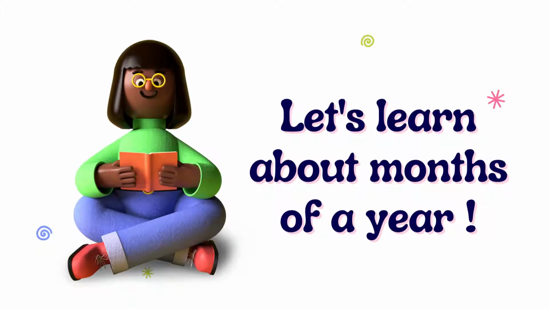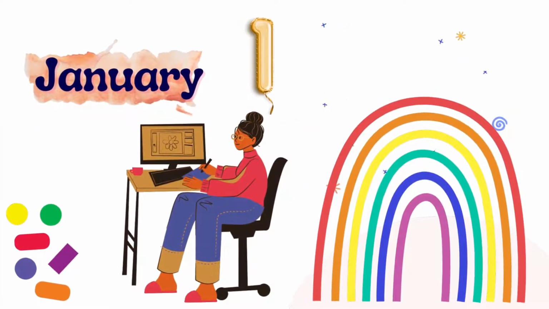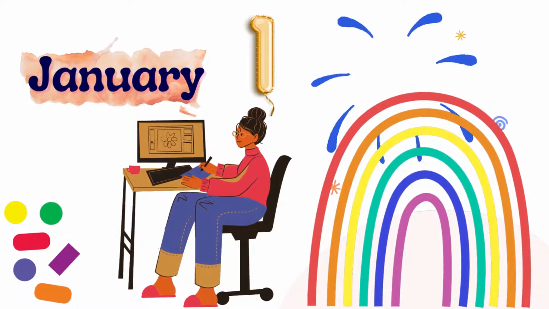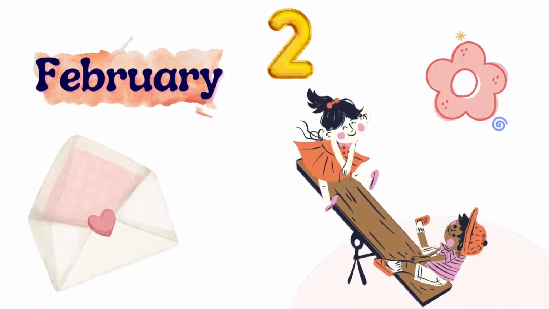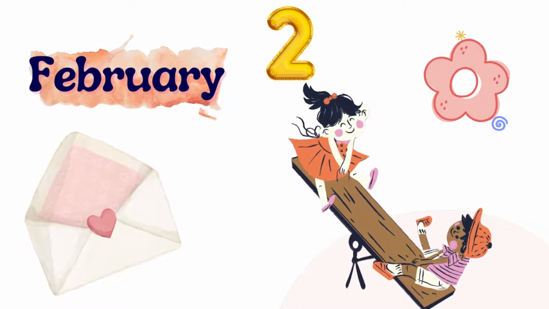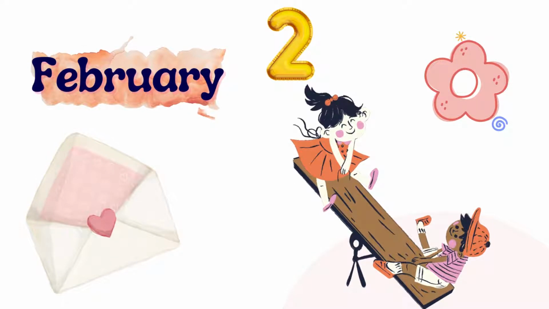Now, let's learn about months of a year. In a year, we'll begin our months with January. Say with me, January. The spelling will be J A N U A R Y. January. Well done. Next, the second month of a year, we have February. Say with me, February. Well done. The spelling is F E B R U A R Y. February.